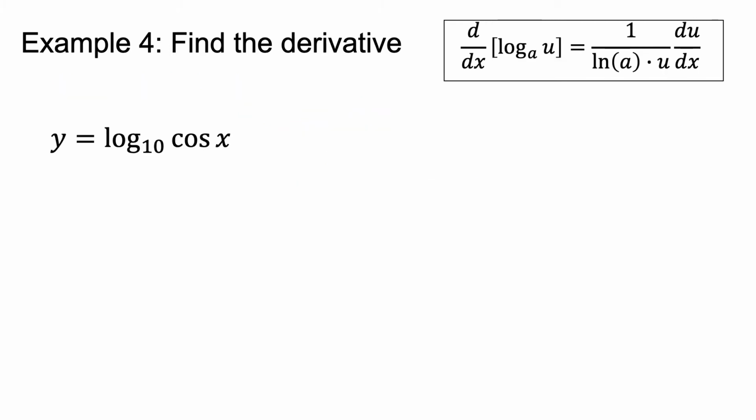Okay, our next example looks a little bit different. Here we want to take the derivative of y equals log base 10 of cosine of x. So this time we actually have to use that second new rule. The derivative of log base a of u is equal to 1 over the natural log of a times u, times du dx. So the first thing I want to do is identify my a as 10 and my u as cosine of x.